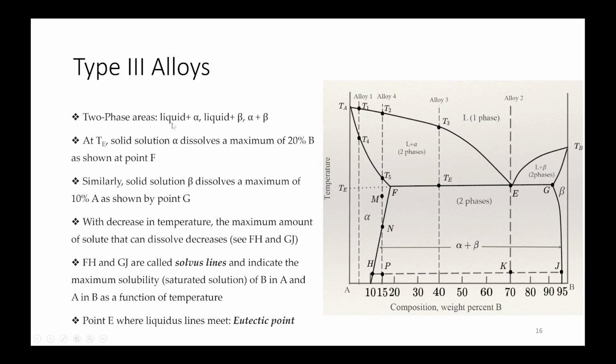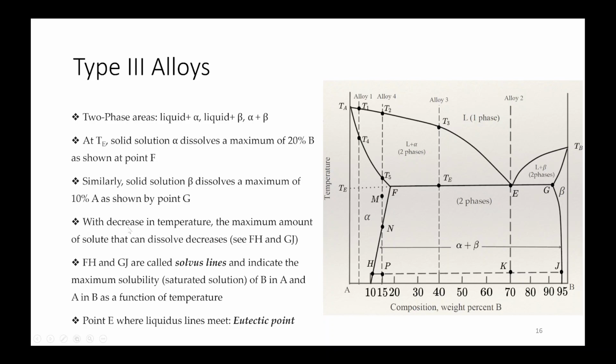Now the two phase areas. Liquid plus alpha, liquid plus beta, and alpha plus beta are the two phase areas. At Te, the solid solution alpha dissolves a maximum of 20% of B at point F, and similarly on this side, beta dissolves a maximum of 10% of A as shown by point G. This is your maximum solid solubility.